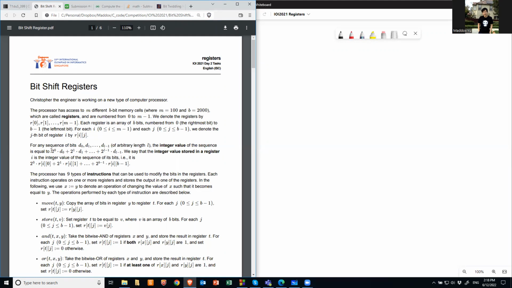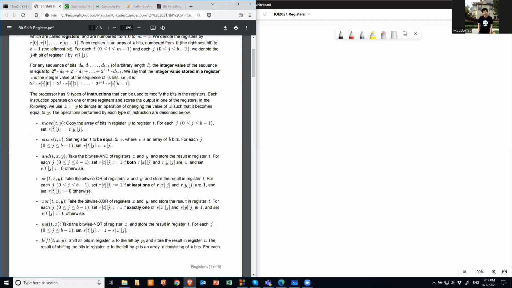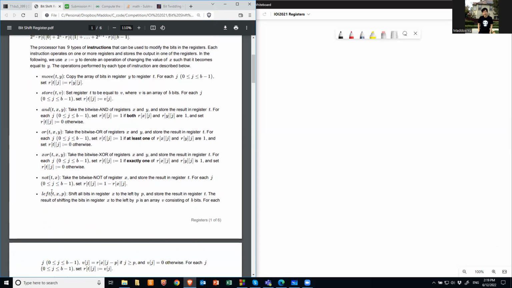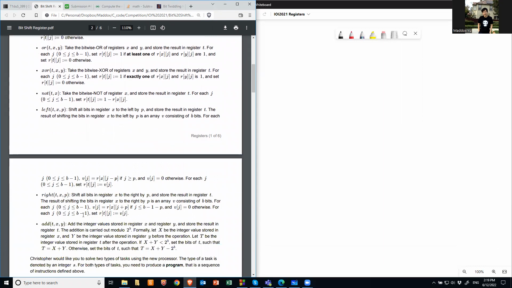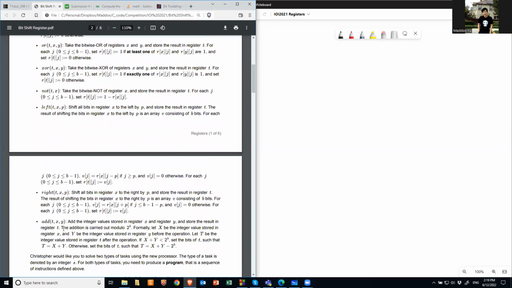Each number in the register cell is represented in some kind of 2 to the power of n configurations. So you are given a set of instructions you can use. Basically, you can move, you can store, and you can add. Then you can have a bunch of bitwise operations. You can shift left, shift right, basically a bunch of bitwise operations.